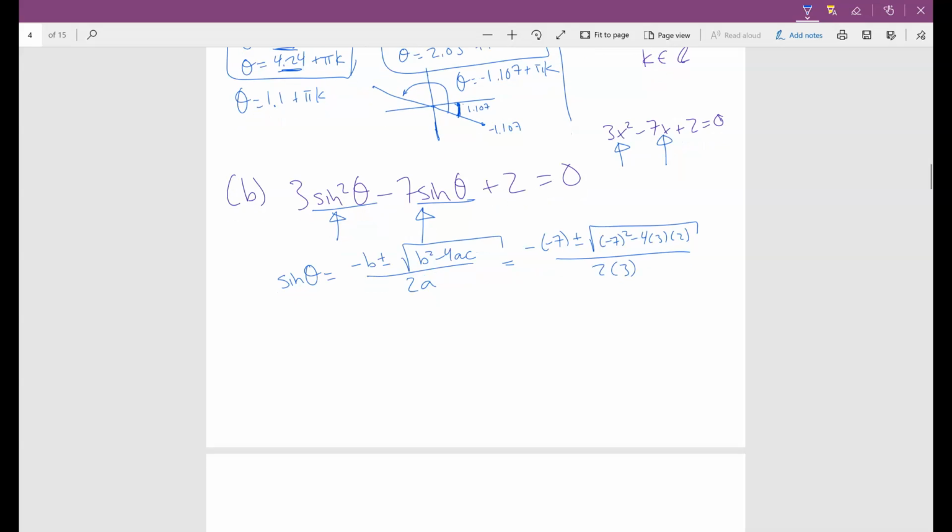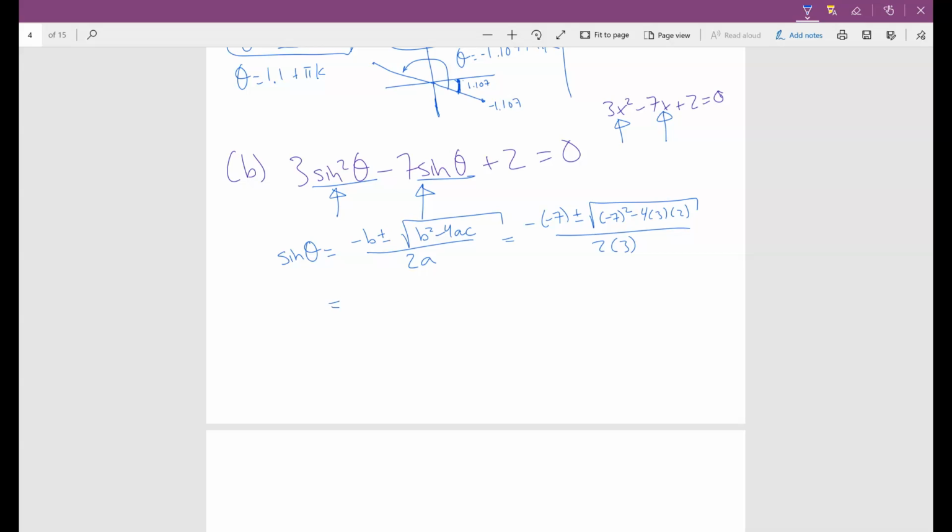Okay. So then what we have is sine theta is equal to positive 7 plus or minus the square root of 49. And then this is going to be 12 times 2, which gives me 24, divided by 6. So 49 minus 24 is going to give me 25. So that gives me 7 plus or minus the square root of 25 divided by 6. So you're going to end up with 7 plus or minus 5 divided by 6. Okay, so you get 7 plus 5 over 6, and then 7 minus 5 over 6.